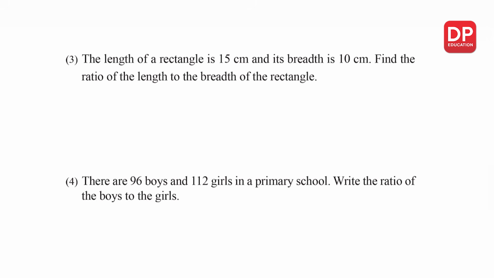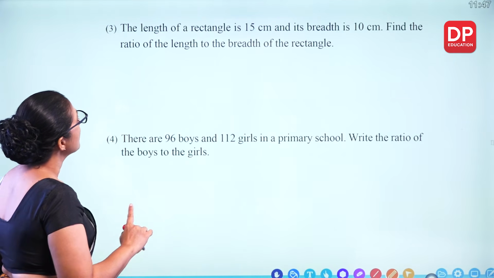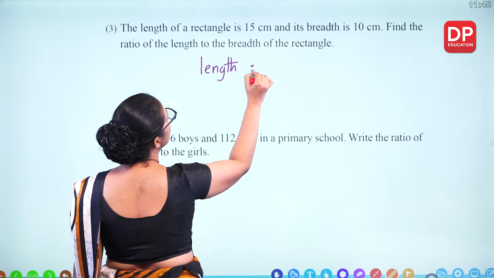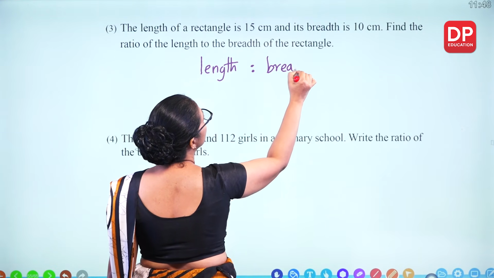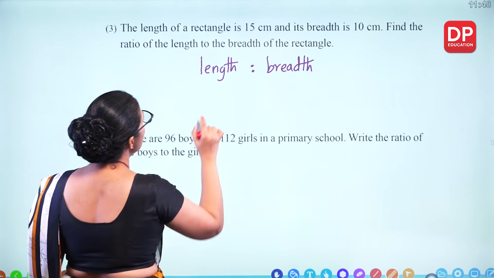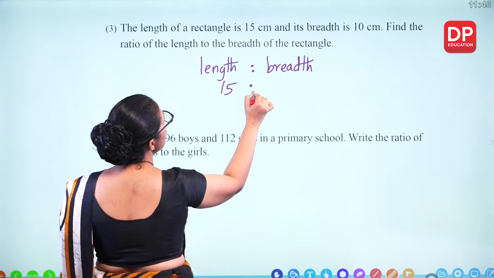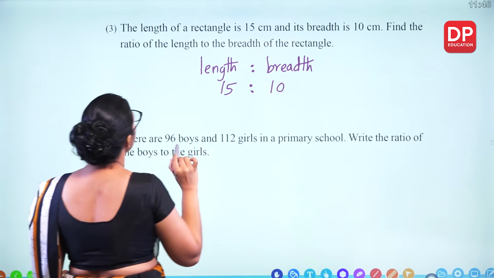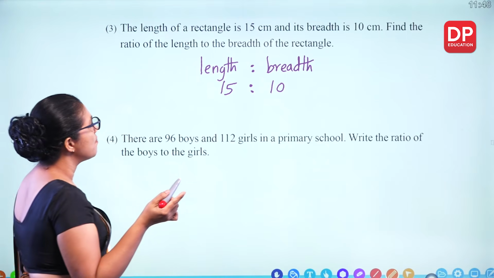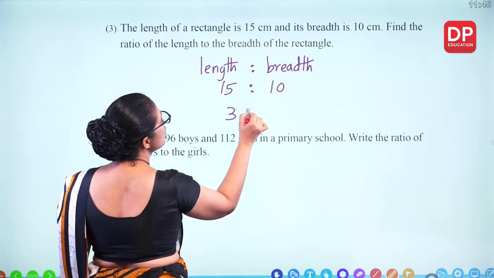The length of a rectangle is 15 centimeters and its breadth is 10 centimeters. Find the ratio of the length to the breadth of the rectangle. Length to breadth. What's the length here? 15 centimeters. And breadth is 10. So you're asked to find out the ratio. Length to breadth. You can simplify. Divide by 5. 3 to 2.